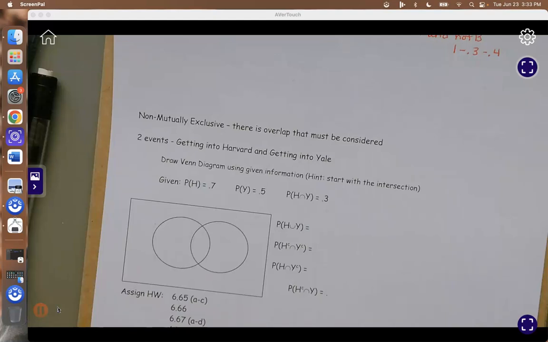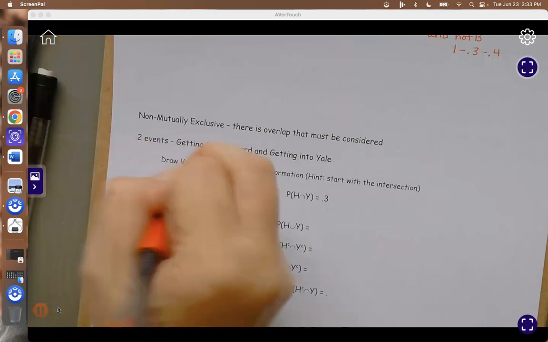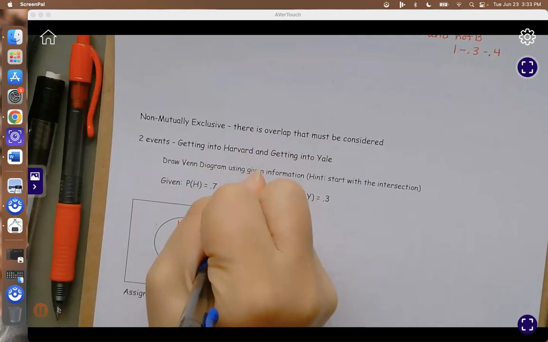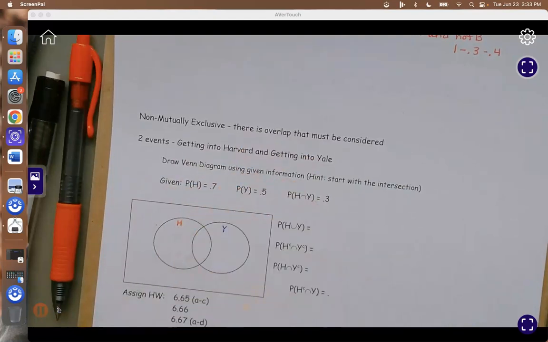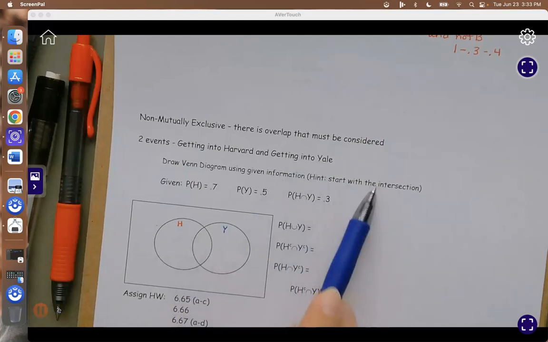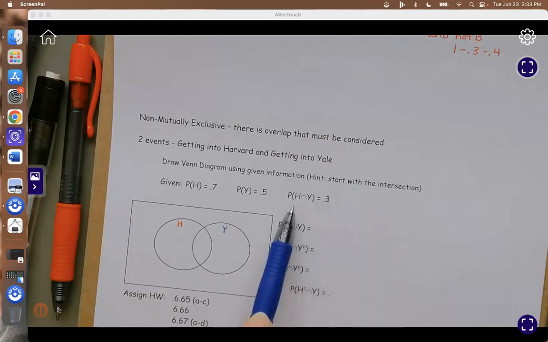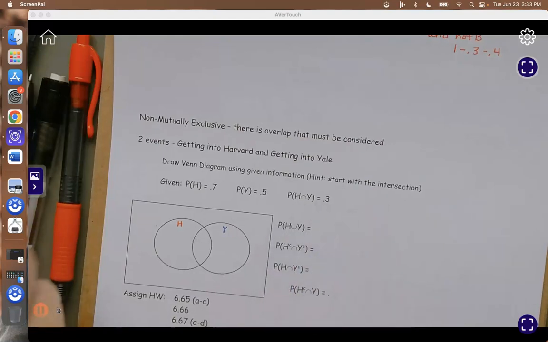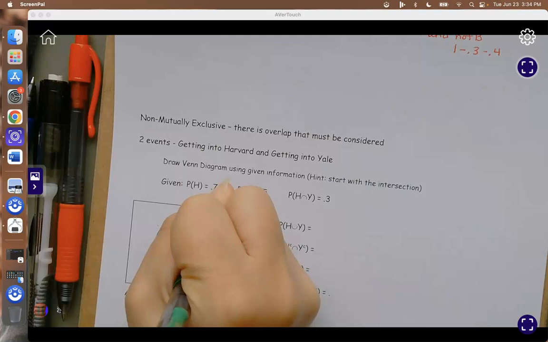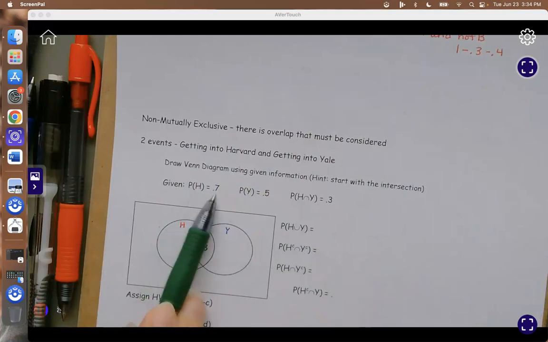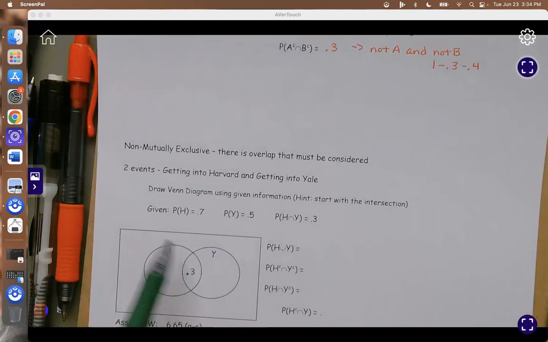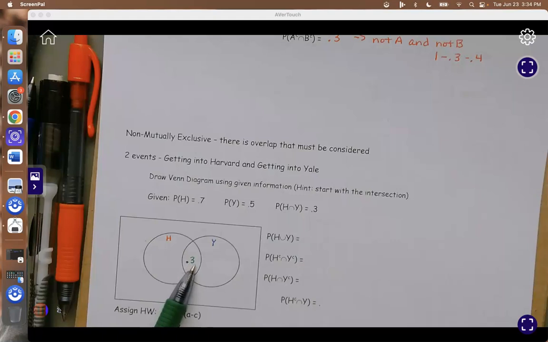Okay, so I have two events. Getting into Harvard. Now let this be Harvard. We're going to let this be Yale. Okay, so now it says when you have these two things where there's overlap, start with the intersection. So the intersection's 0.3. Okay, the intersection's 0.3. The probability of getting into Harvard is 0.7. So out of this whole circle, the whole circle is 0.7.